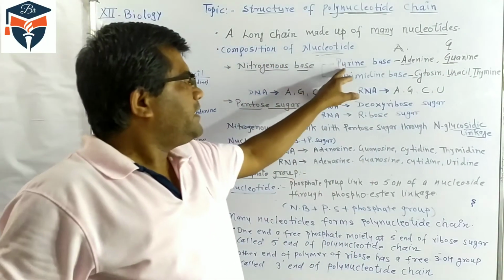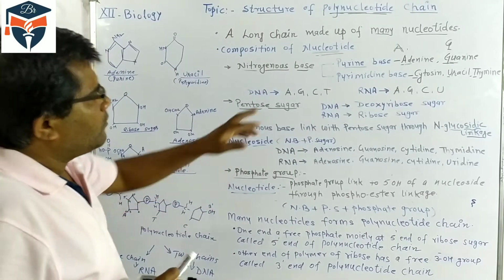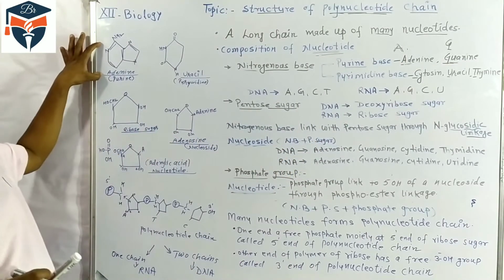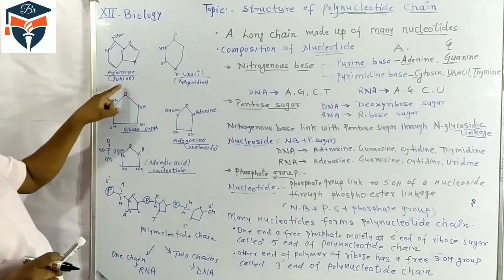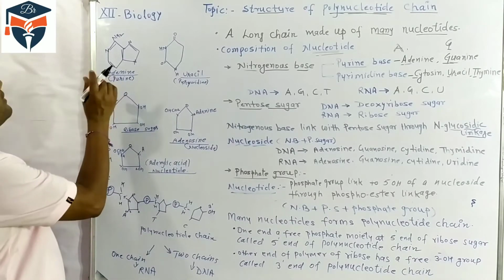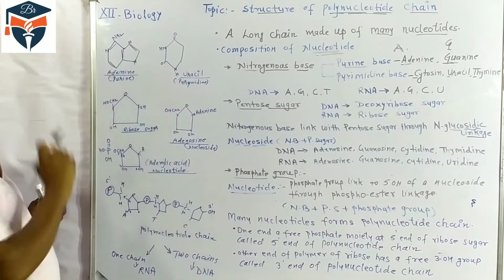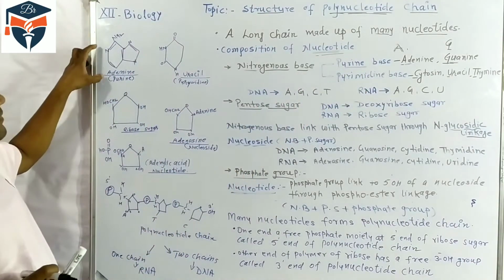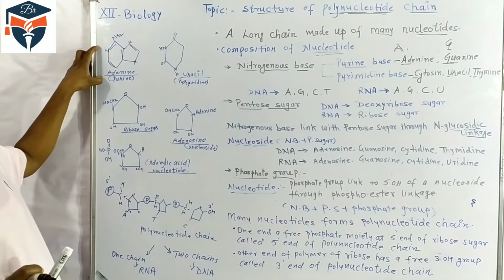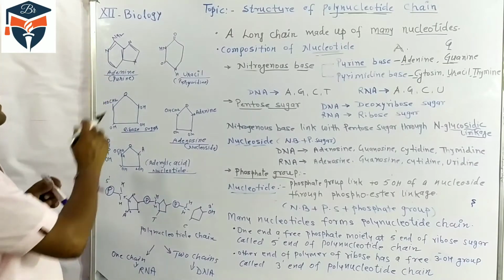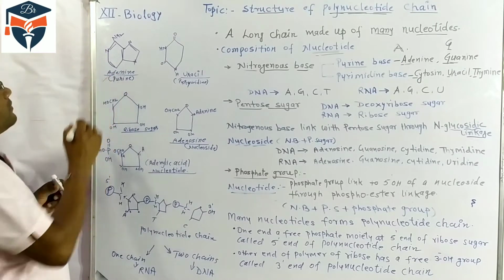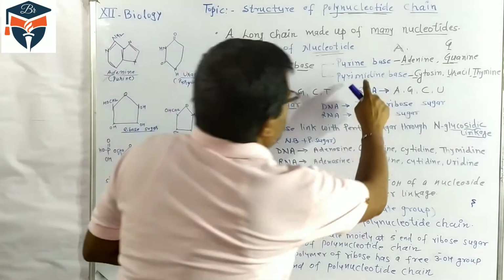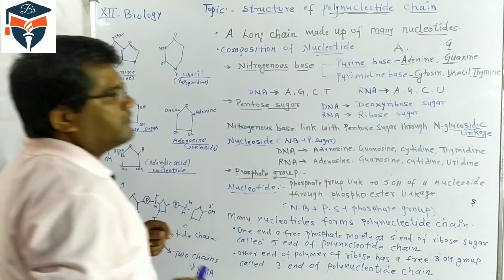What is the speciality of purine bases? One example I am giving is adenine. If you see this diagram, adenine is a purine base, and it has a double ring structure. It means the purine bases have a double ring structure. So adenine is one example, and the second purine base is guanine.